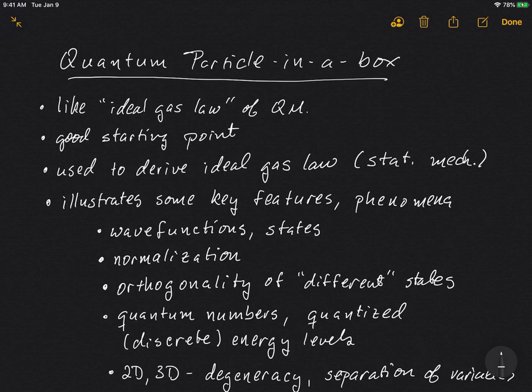And we also end up with something that we haven't talked about yet, which is quantum numbers that are assigned to the various states of the system. These are usually integer numbers. Sometimes they're half integer. Similarly, there end up being a quantized or discrete set of energy levels. So the energy has very well-defined values for a given system.